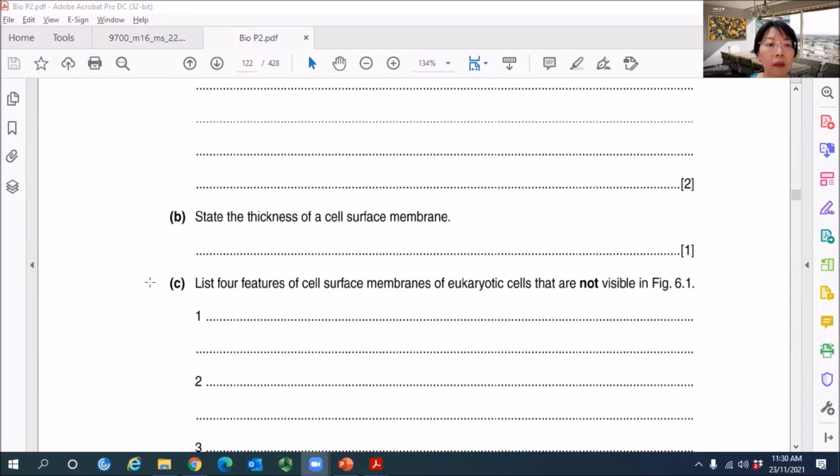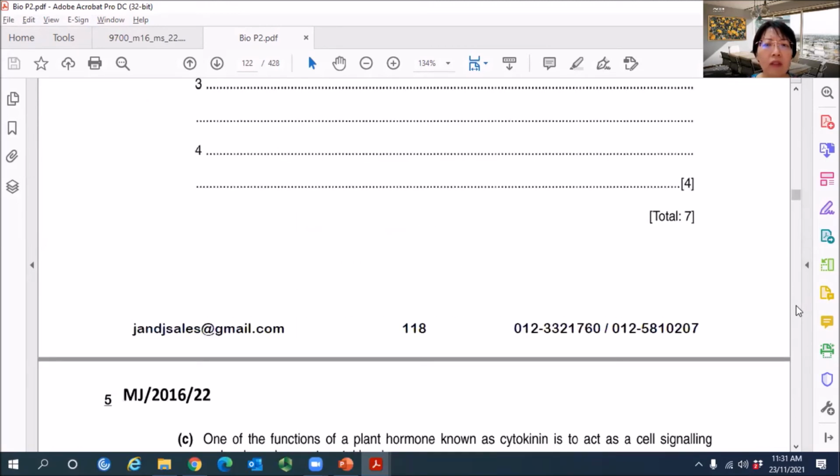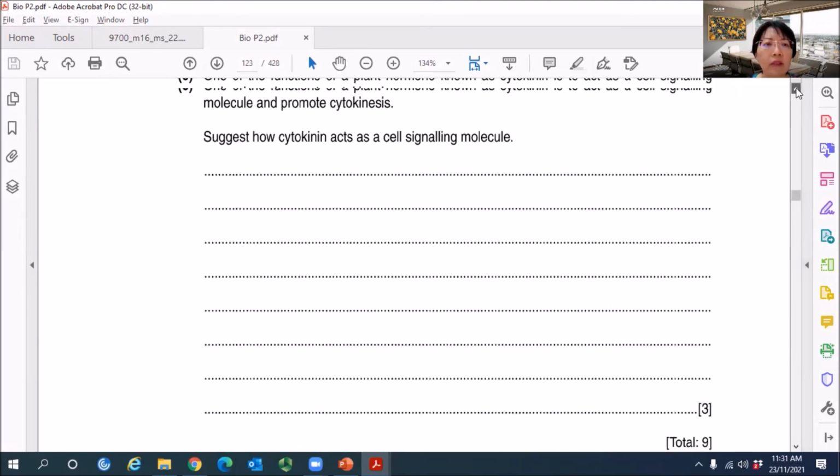C. List 4 features of cell surface membrane of eukaryotic cells that are not visible in figure 6.1. Do I have a figure 6.1 here? Yes, I have. All right. So what is in my figure 6.1? Let me see. What are the features that are not found? Very easy, right? I don't see a cholesterol here, so I can write that. I don't see glycoprotein, glycolipid, so I can write those. Okay, that's very easy. This is a very easy question. No need to see the answer, already correct.